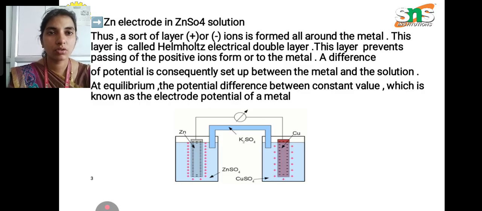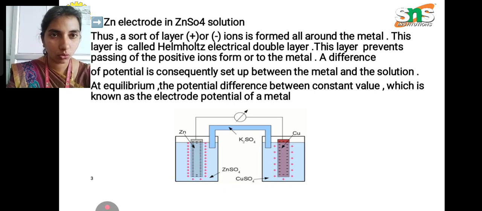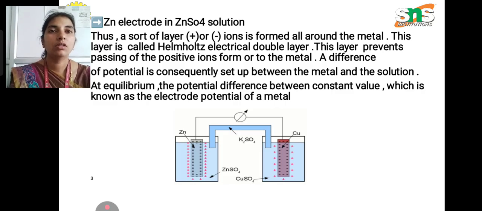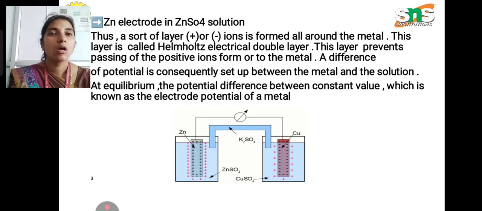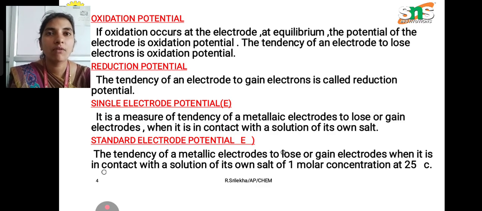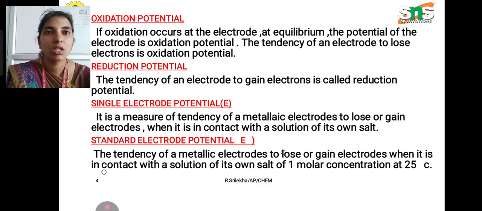Whenever the metal electrodes are placed, zinc in zinc sulfate solution and copper in copper sulfate solution, the metal deposits over the zinc and it removes the negative ions due to this attraction. And when copper, the electrode remains as copper metal due to the attraction of the metal. Here is the layer formed by reduction, and the oxidation potential: if oxidation occurs at the electrode at equilibrium, the potential of the electrode is the oxidation potential.